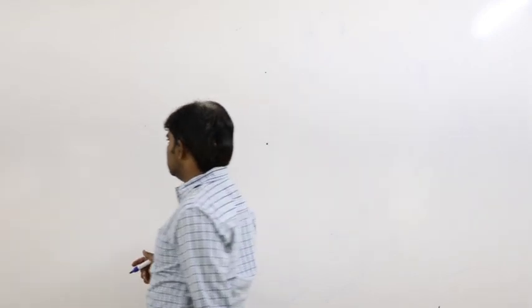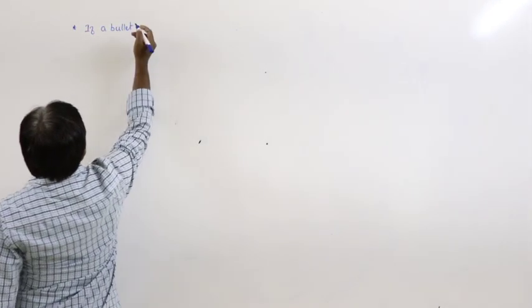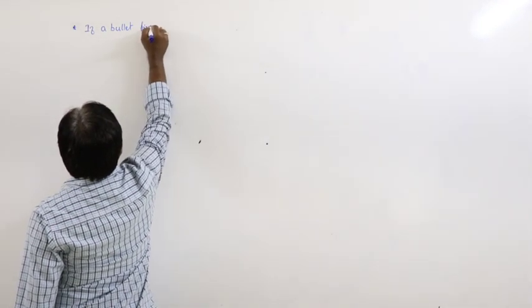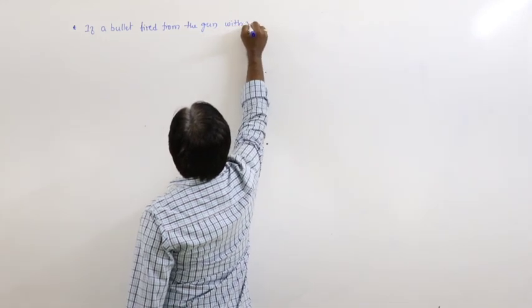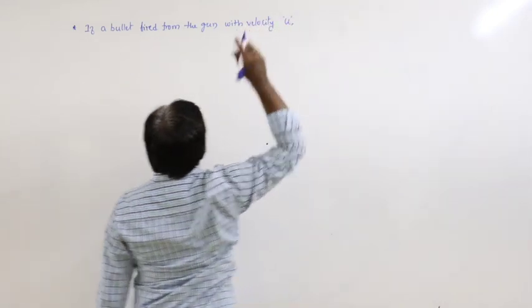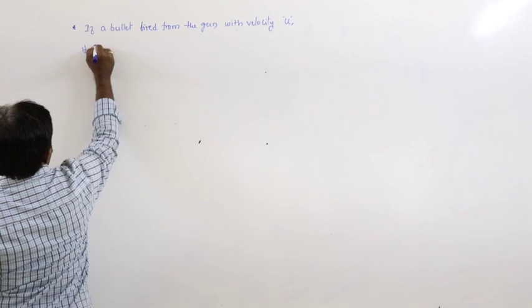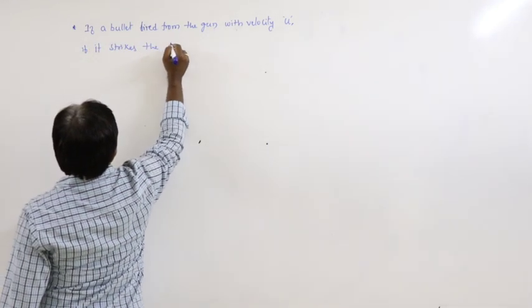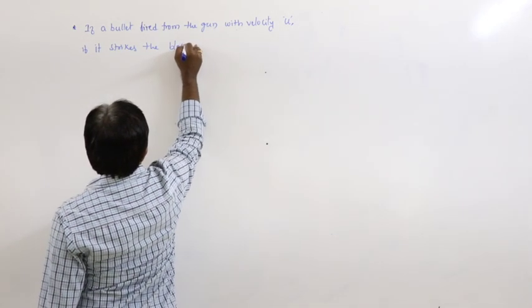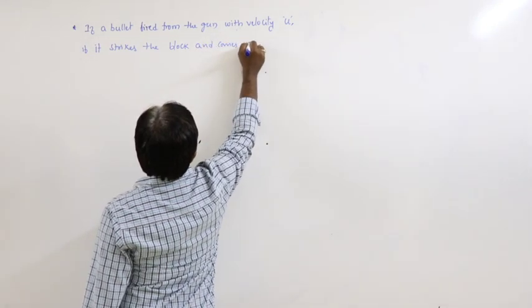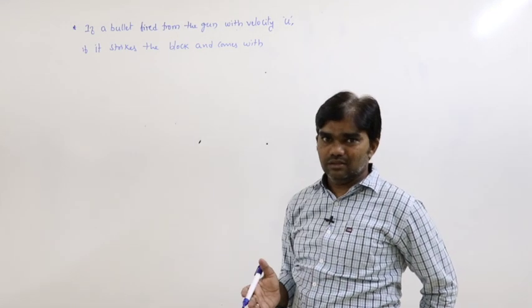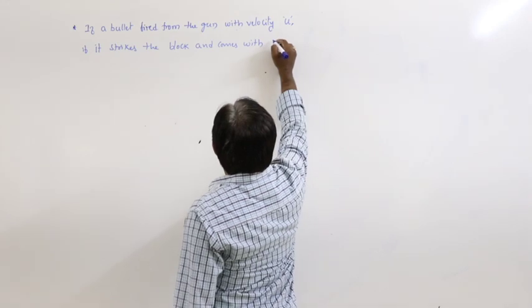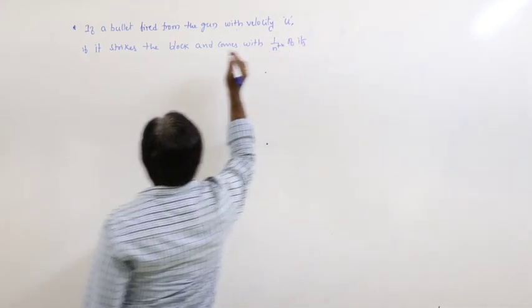So in this, let us say one application, we missed one application. That one is, for example, if a bullet is fired from the gun with velocity u, and it strikes one block or strikes one plank and comes out with 1/nth of its original velocity.